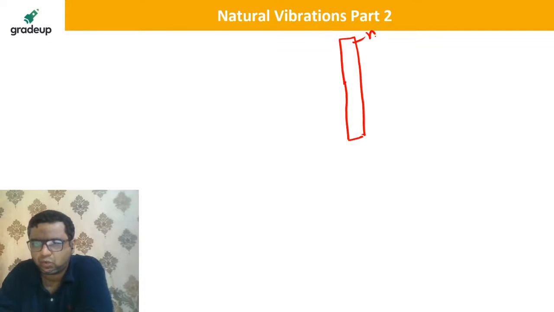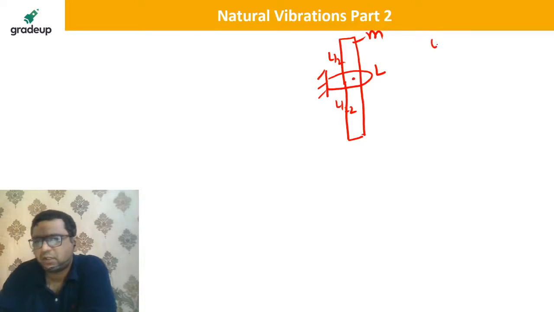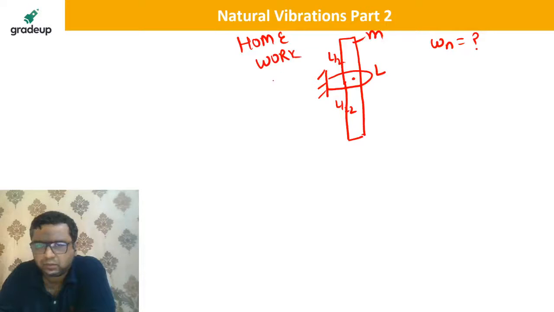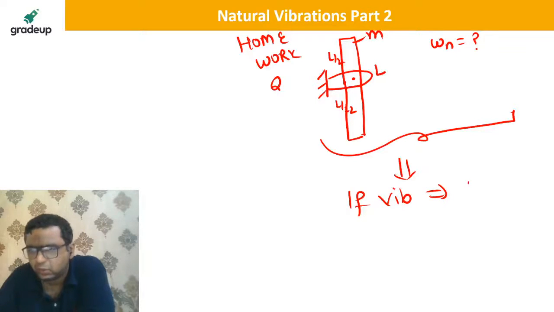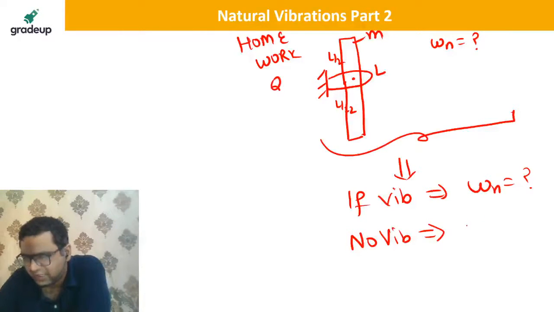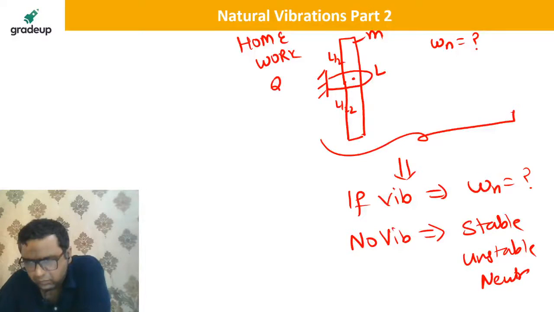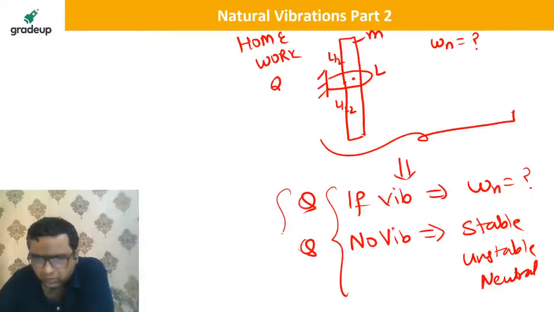If we are having this as a rod of mass m and length L, and we are going to find out the natural frequency of vibration for this system, if it is hinged at a point which is at a distance of L by 2 and L by 2 from both top and bottom. If I say find out the natural frequency of vibration, this is your homework question. You need to find out what is natural frequency of vibration. And then if you say vibrations are there, you need to answer omega n. If somebody of you say there is no vibration, then there must be equilibrium. I am asking which kind of equilibrium. It is stable equilibrium, unstable equilibrium, or neutral equilibrium. This is a homework question for you guys.